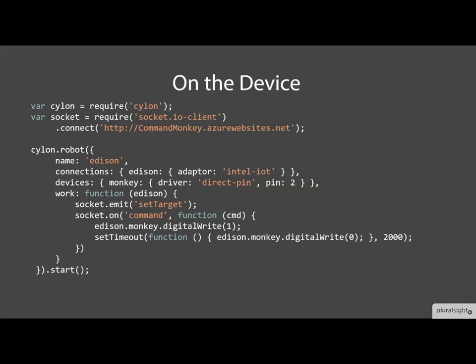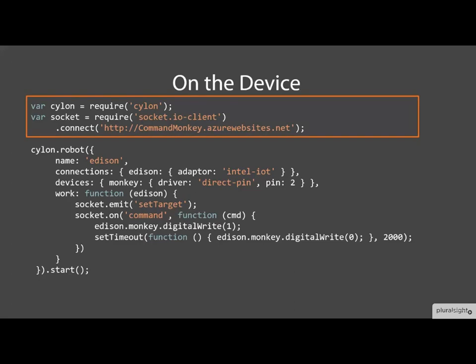The client's job is to simply wait for commands to come in the form of a socket message, and when they do, to turn the monkey on for 2 seconds, just like in the TweetMonkey demo. The first thing to do here is bring in Cylon and the client module for Socket.io, called socket.io-client. That's different than socket.io, the server component. This is the client component.